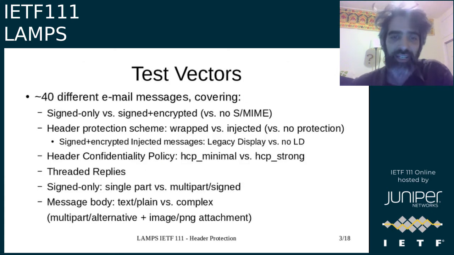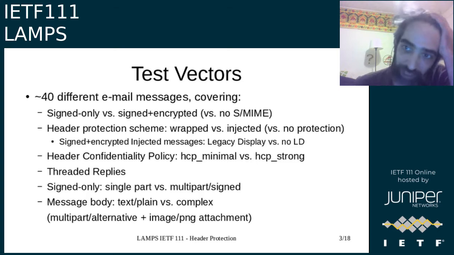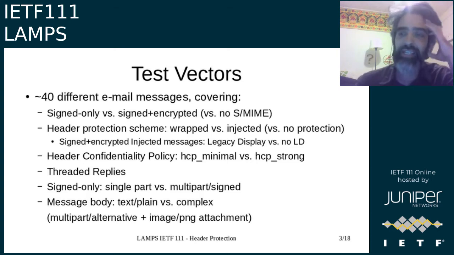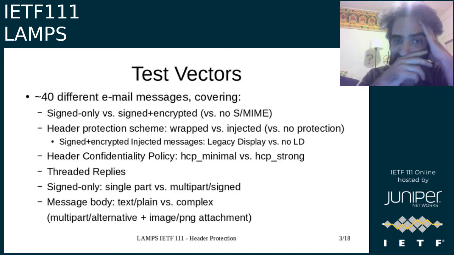Okay, so the test vectors. There are 40 of them. It's a lot to look at. We look at a bunch of different factors. The goal is to cover a lot of the ground that this design space is looking at. In particular, we look at signed-only messages versus signed and encrypted messages. We also have a couple of sample test vectors that contain no S/MIME at all, so that you can look at a client and say, how does it deal with these different things?